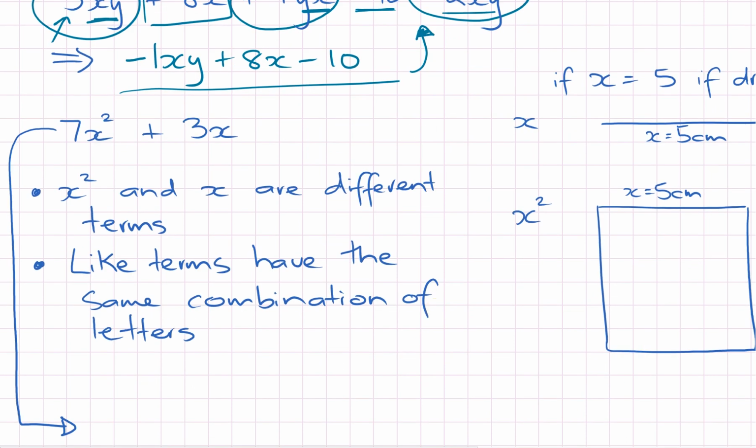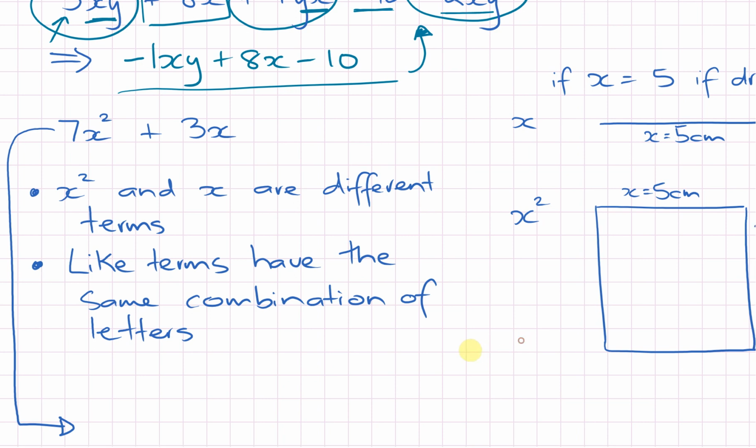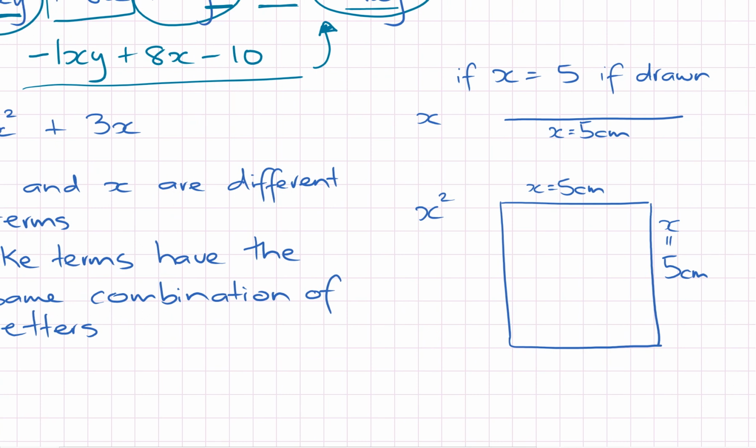Okay, if we just pop in some squared terms. So I've got 7x squared plus 3x. They are actually different terms. So remember, like terms must have the same combination of letters. And if we look at x compared to x squared, if we think about x being like a length, so say x was 5 centimeters, it would look like this. Okay, so there's a line which is 5 centimeters in length.